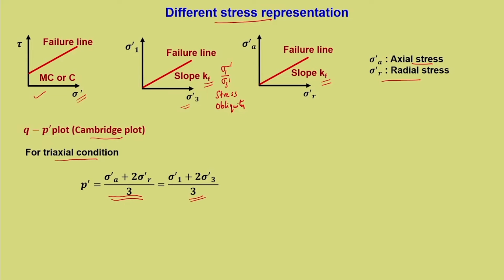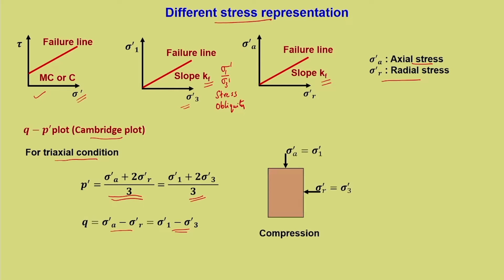So, what is the triaxial condition? We have already seen it, so I will not discuss that. p dash is sigma A dash plus 2 sigma R dash by 3, because of all-round stresses, so sigma 2 dash equals sigma 3 dash. The all-round stress is the same, hence 2 sigma R dash by 3. q is equal to sigma A dash minus sigma R dash, or sigma 1 dash minus sigma 3 dash. This may change depending upon conditions, so that is why we confine ourselves to axial and radial. Here, in compression, you will see that sigma A dash, the axial stress, is equal to sigma 1 dash, and sigma R dash is equal to sigma 3 dash.